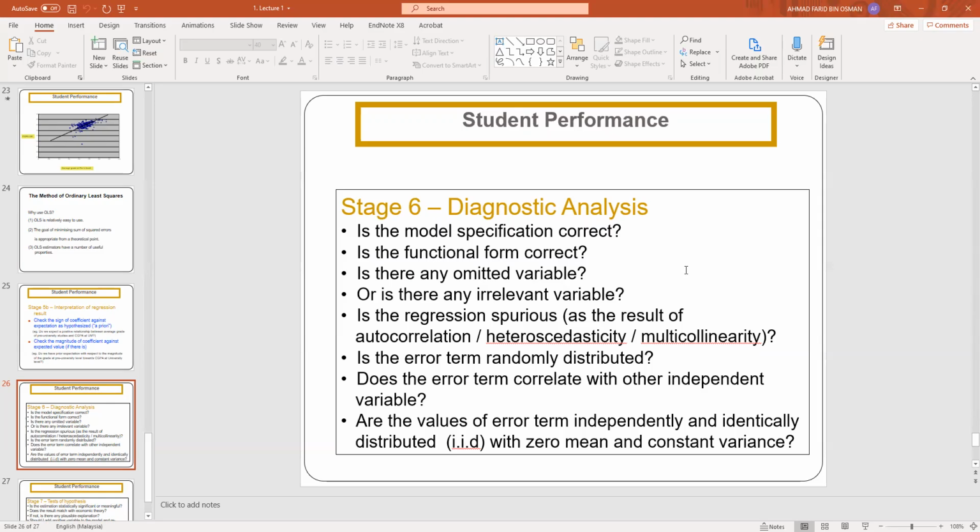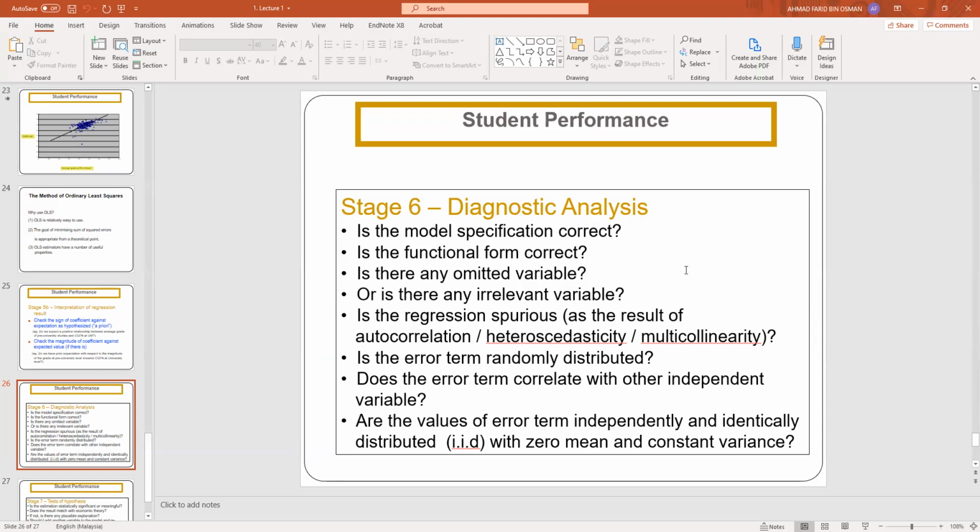And then, is the regression spurious as the result of possible problems of autocorrelation, heteroscedasticity, and multicollinearity? So there are three different possible problems that normally occur when we build an econometric model. And then, is the error term randomly distributed? You need to make sure of that, because just now I mentioned that the prediction error must be something random. So you need to make sure that it's randomly distributed.